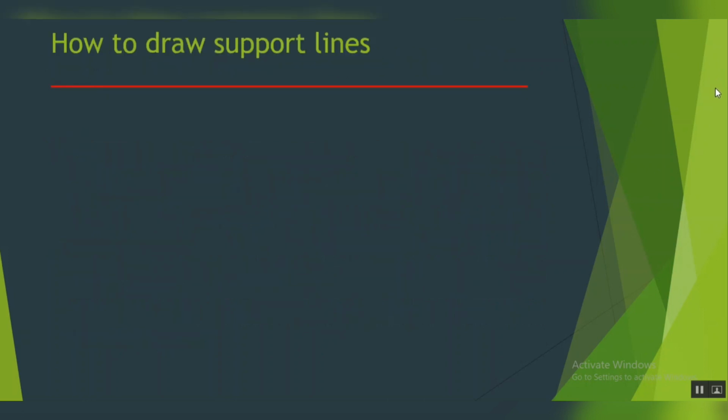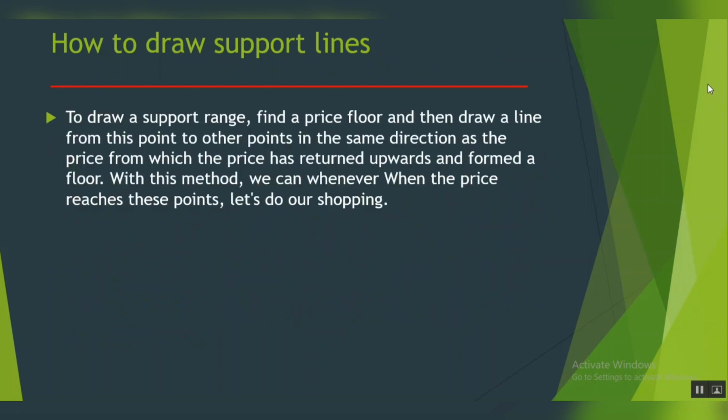How to draw support lines. To draw a support range, find a price floor, and then draw a line from this point to other points in the same direction from which the price has returned upwards and formed a floor. With this method, when the price reaches these points, we can do our buying.